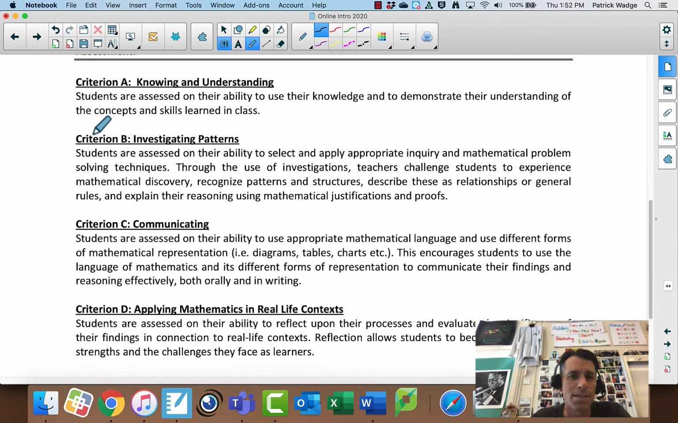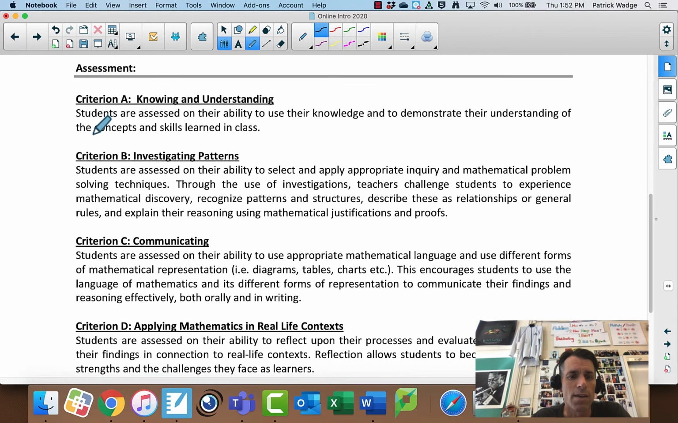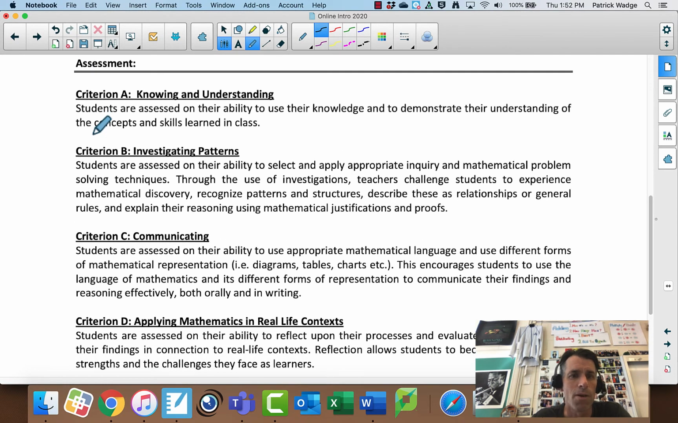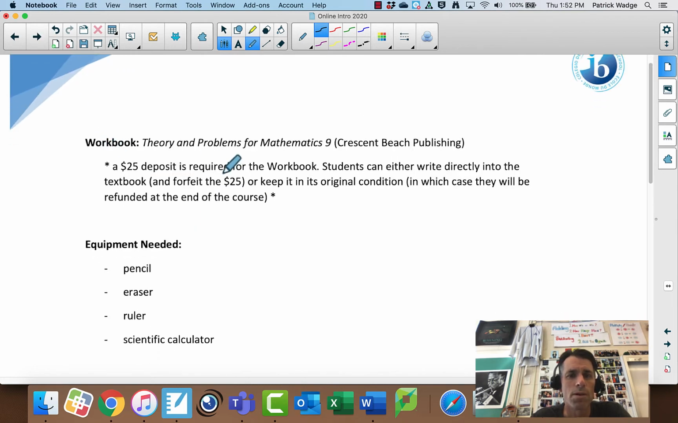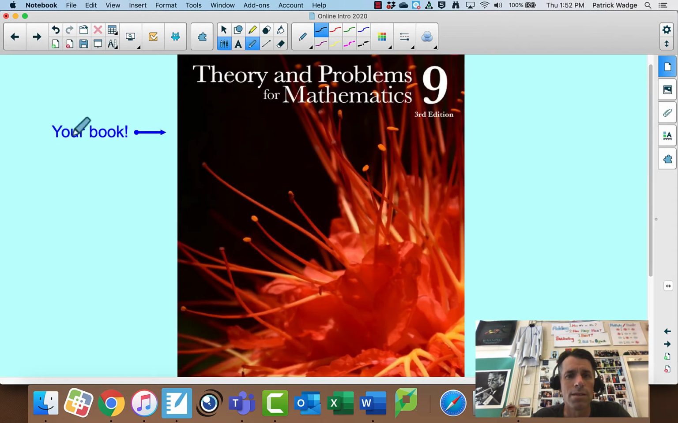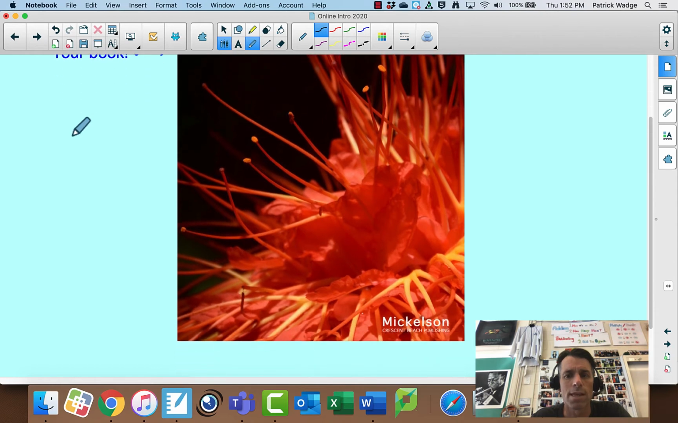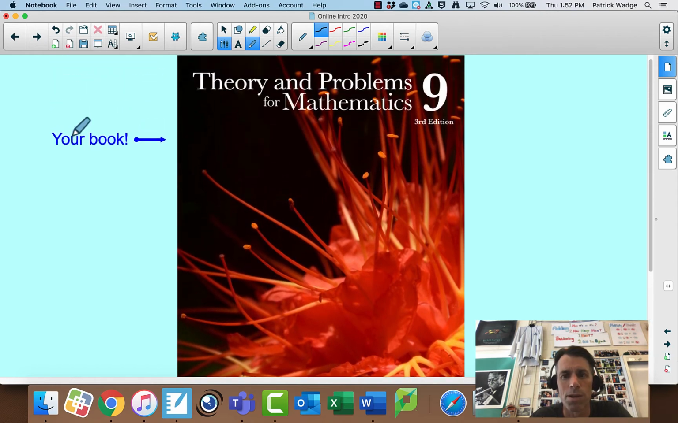You're going to be assessed the same criteria that you did in grade 8. If you're new to our school, I'll explain this to you some other time. So there they are, same as previous years. You do have a workbook this year. It's a little different looking than last year. It looks like this. Okay, beautiful. Look at that thing. Wow, you're going to be so pleased every time you go to use it.